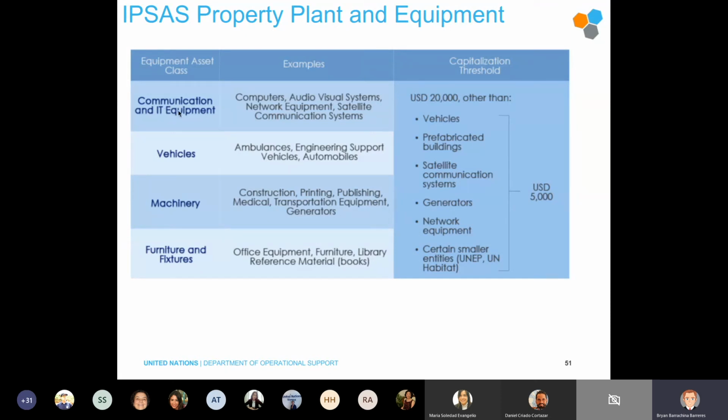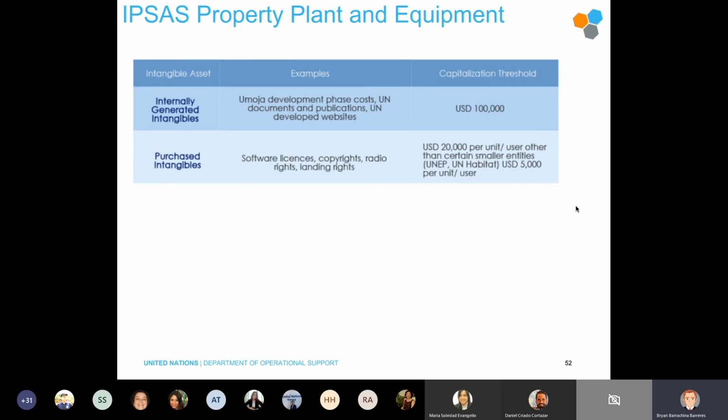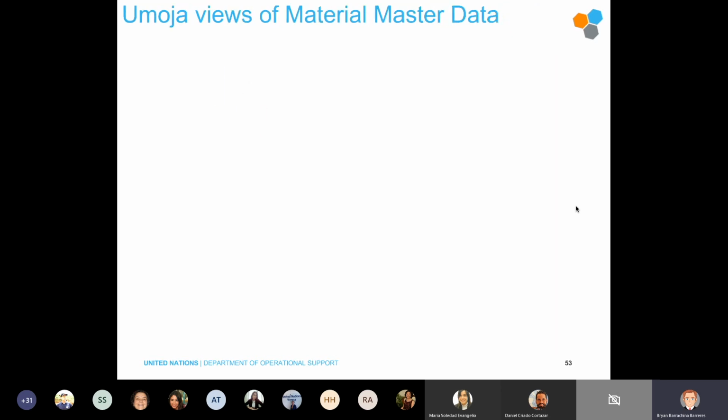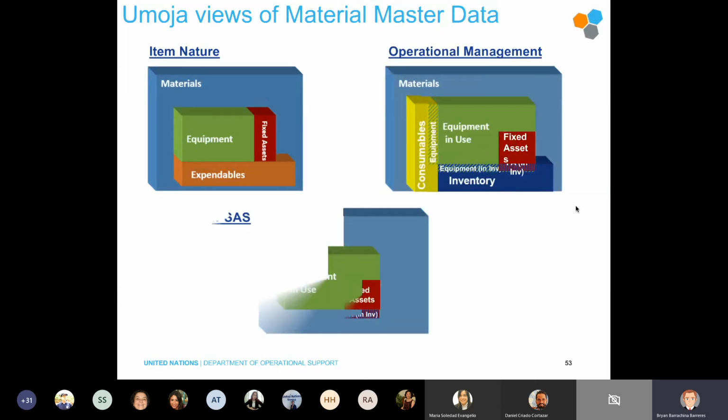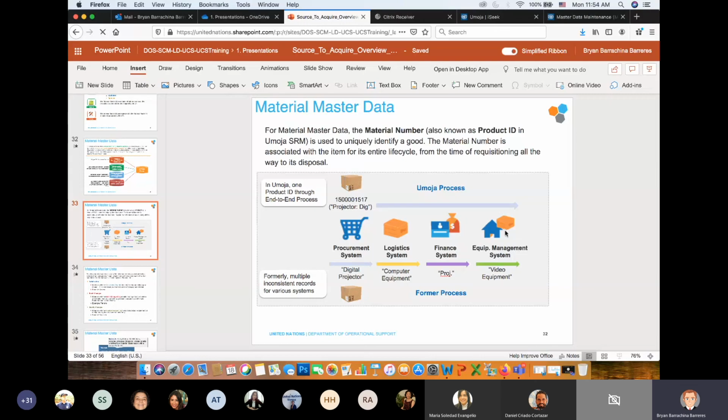As you see, the communication equipment up top has a threshold of 20,000 versus vehicles, machinery, and furniture, which have the threshold of 5,000. Okay, same thing goes for the intangibles. And I think I want to leave it at that. My last slide here, just the breakdown of the categorization of materials, whether by nature, by IPSAS, or its operational management categorization of the materials. Okay, so still 6 minutes for the end of the session. Good time to stop and maybe talk about any questions that you may have or concerns.